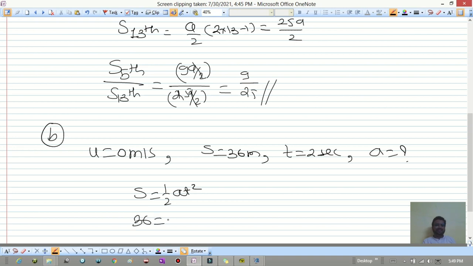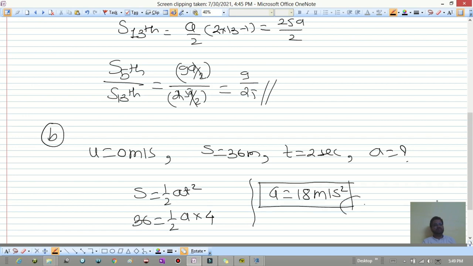So S is 36, which is equal to half a into t squared, which is 4. So what is the acceleration in this case? It is 18 meter per second squared. No problem in this. This is the acceleration.